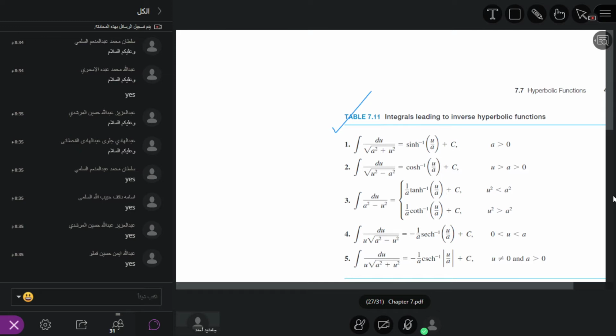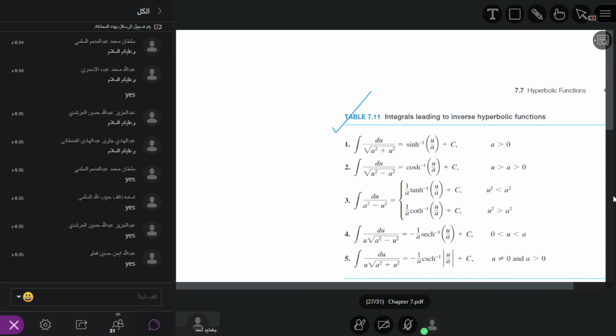We also discuss that sine hyperbolic minus x is equal to minus sine hyperbolic x, but cosine hyperbolic minus x is equal to cosine hyperbolic x. After that, we discuss the derivative of the hyperbolic functions.